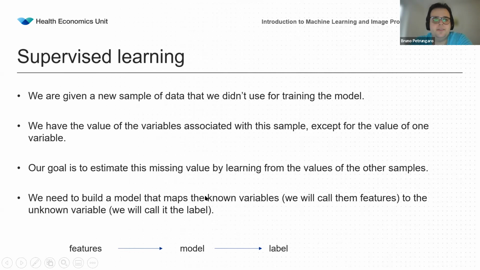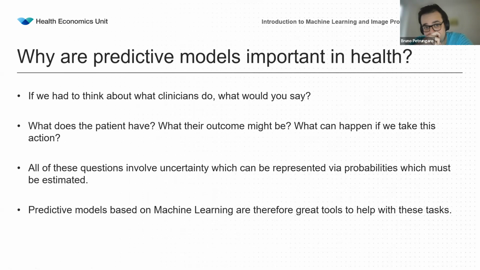So why are predictive models really important in health? Well, if we had to think about what clinicians do, I think most of us will say, you go to the clinician and they start thinking: what does this patient have? What is the prognosis? What might happen next? What happens if I offer this treatment instead of this other treatment? So in a sense, clinicians are trying to predict.